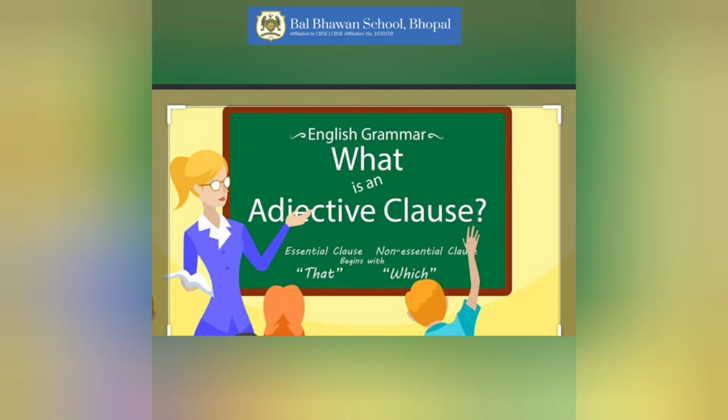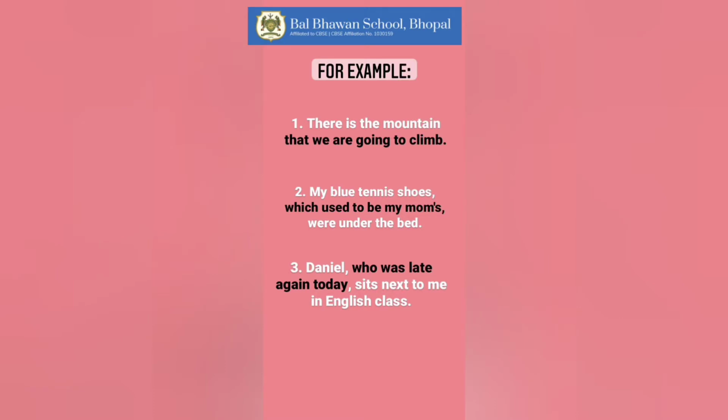Adjective clauses almost always come right after the nouns they modify or change. Let us see a few examples here. There is the mountain that we are going to climb. In this sentence, that we are going to climb is the adjective clause as it tells us about the mountain, the noun here in this sentence.